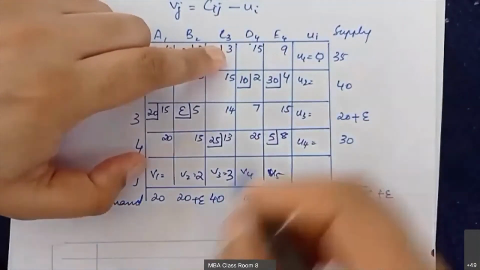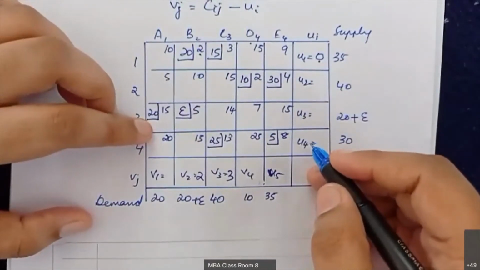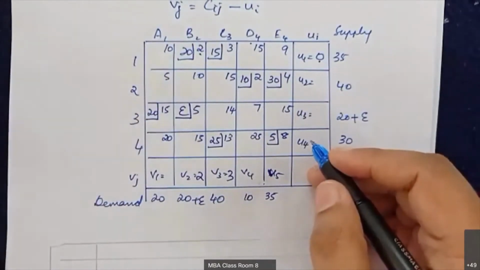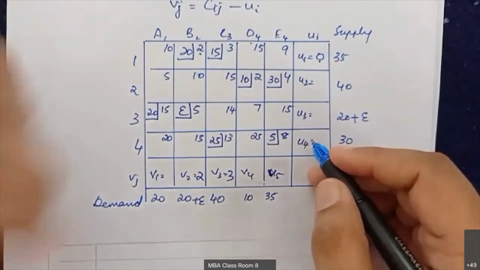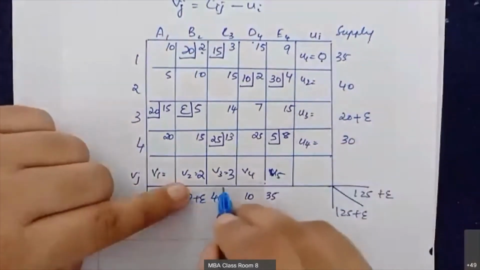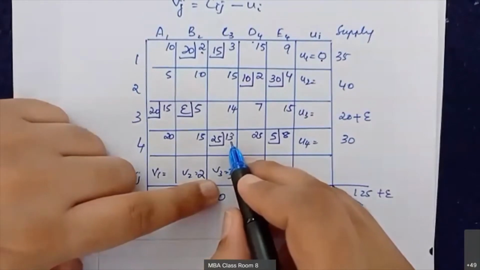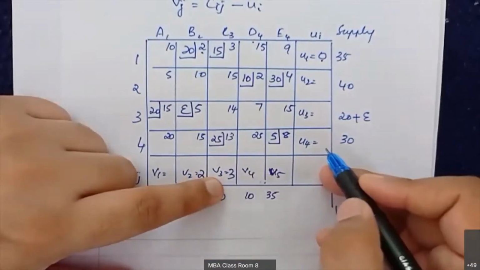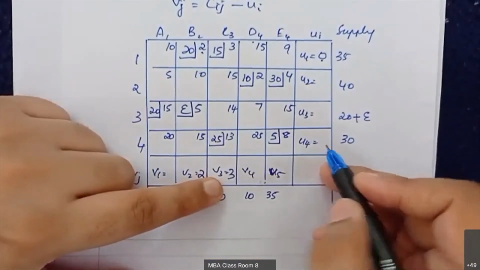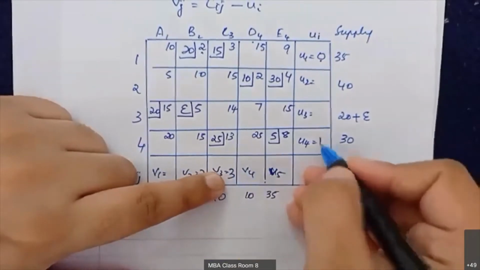Next we need to find the other values. Which cell will I take? You need to take a cell so that you know any of the vj or ui values and the cost. So next which cell will I take? I can take this cell. Here I know the cost as well as the v3 value, so I can find the value of u4. So what will be u4? Cost minus this value. So it is 13 minus 3, which is 10.